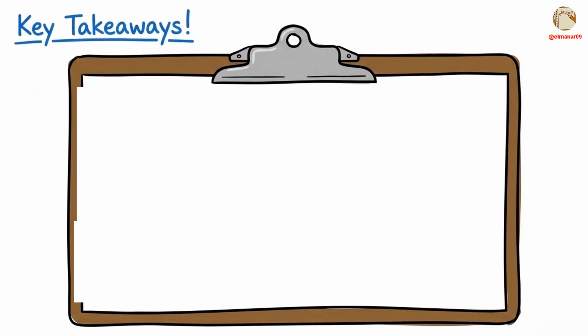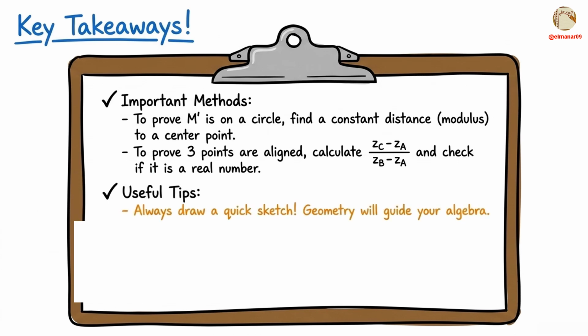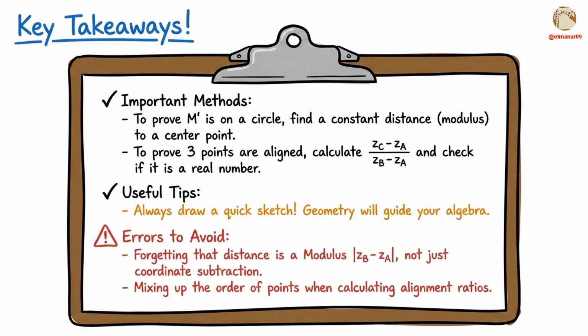Fantastic work! You've successfully navigated a complex bac exam exercise. Remember the big takeaways. Use modulus for circles and real ratios for alignment. Always draw a quick sketch to guide your thinking. It's like having a map for your algebra. Avoid mixing up your point order, and you'll be a complex numbers master in no time.